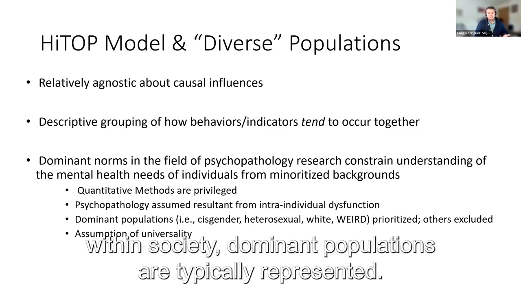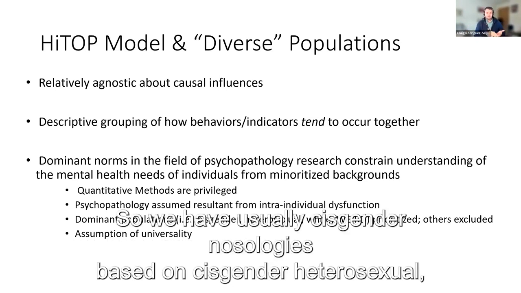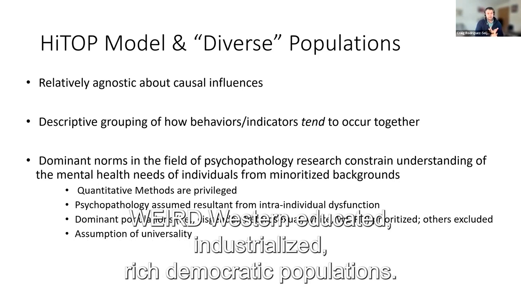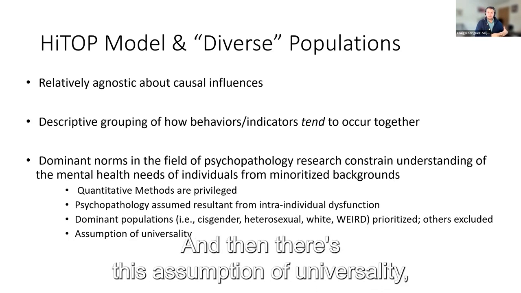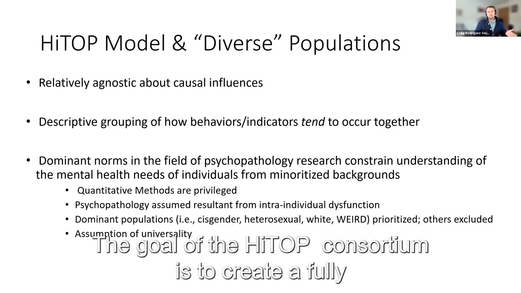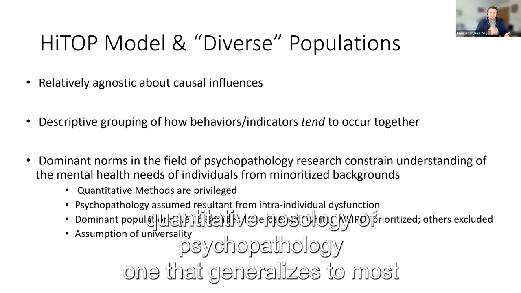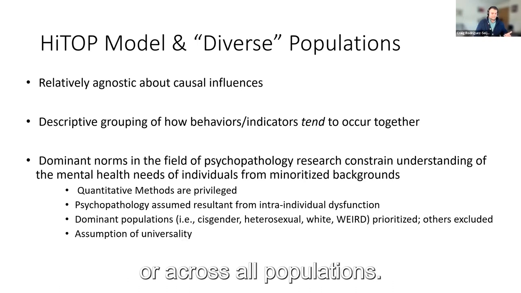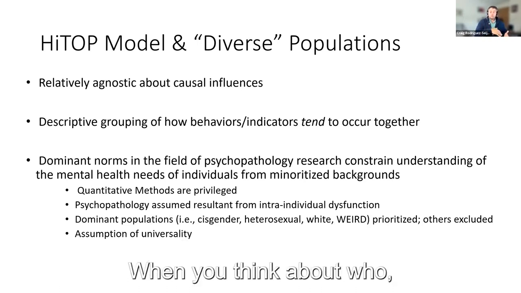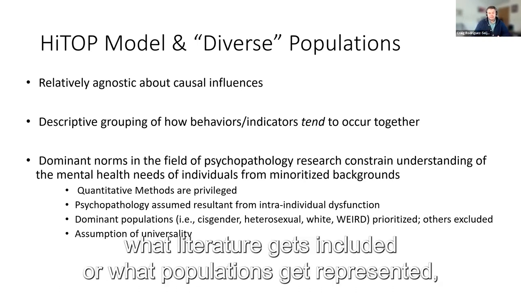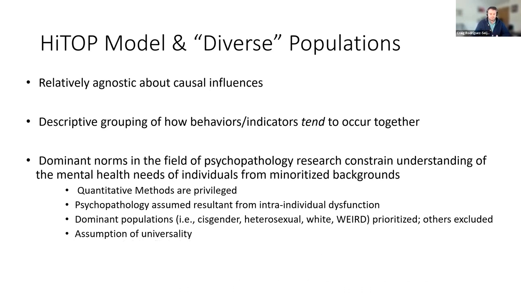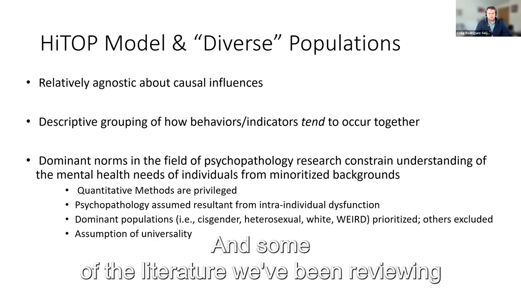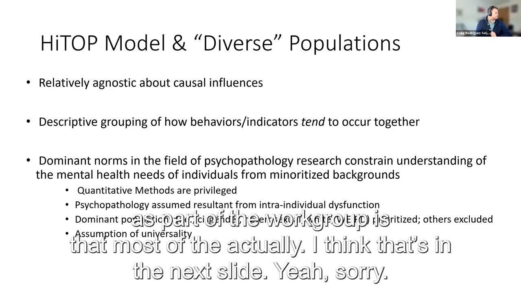Dominant populations are typically represented. So most of our literature is based on cisgender, heterosexual, white, WEIRD, Western, educated, industrialized, rich, democratic populations. And then there's this assumption of universality, which I think a lot of us try to do. The goal of the HiTOP Consortium is to create a fully quantitative nosology of psychopathology, one that generalizes to most populations or across all populations. When you think about what literature gets included or what populations get represented, the question is, how universal is this actually? And some of the literature we've been reviewing as part of the work group is that most of the, actually, I think that's in the next slide.